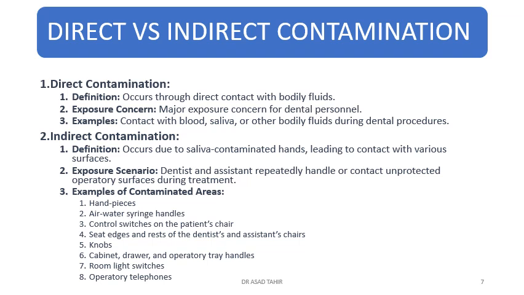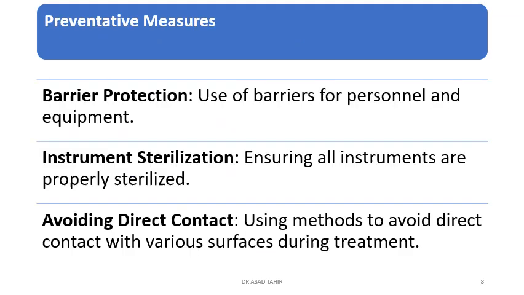Examples of contaminated areas. Handpieces, air-water syringe handles. Control switches on the patient's chair. Seat edges and rests of the dentist's and assistant's chairs. Knobs. Cabinet, drawer, and operatory tray handles. Room light switches. Operatory telephones. Preventative measures. Barrier protection, use of barriers for personnel and equipment. Instrument sterilization, ensuring all instruments are properly sterilized. Avoiding direct contact, using methods to avoid direct contact with various surfaces during treatment.